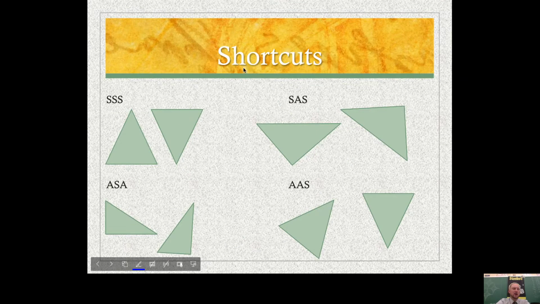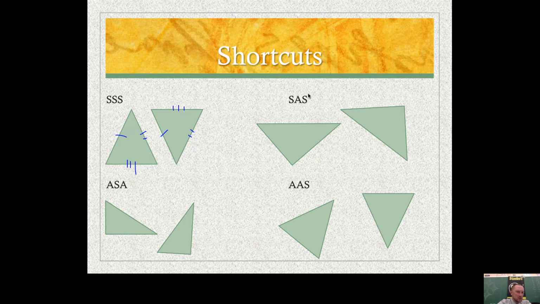So here's a review of our triangle shortcuts. There's 4 of them. Side, side, side is definitely the simplest. It tells you you need 3 pairs of congruent sides. That's what the 3 S's are. If you have 3 pairs of congruent sides, then the triangles must be the same size and shape. So something like this. That's 1 pair of congruent sides. That's one of the S's. That's your second S. That's the second pair of congruent sides. And there's your third pair.